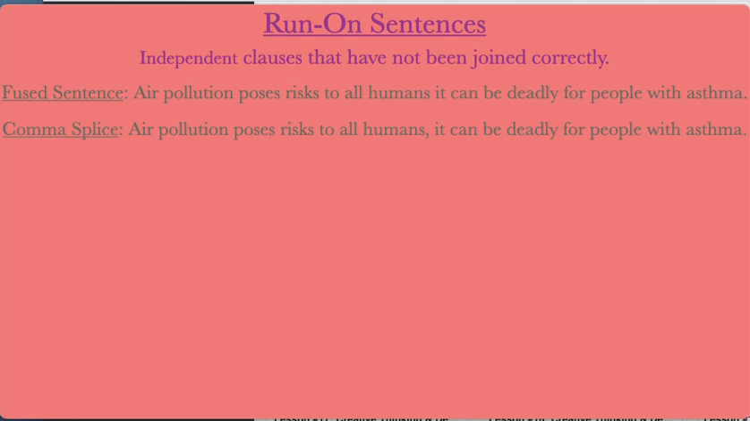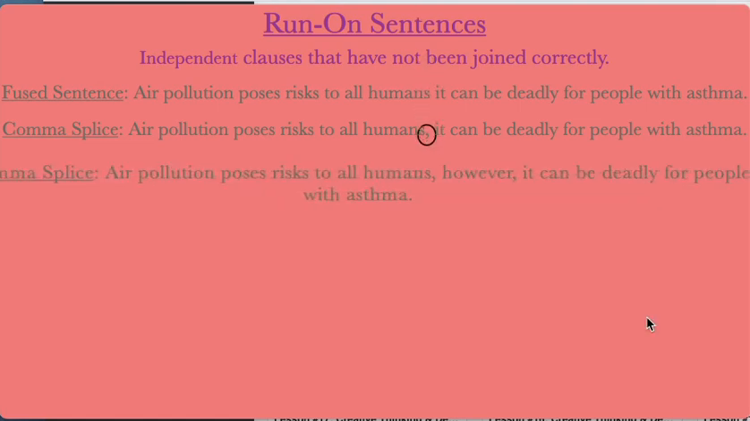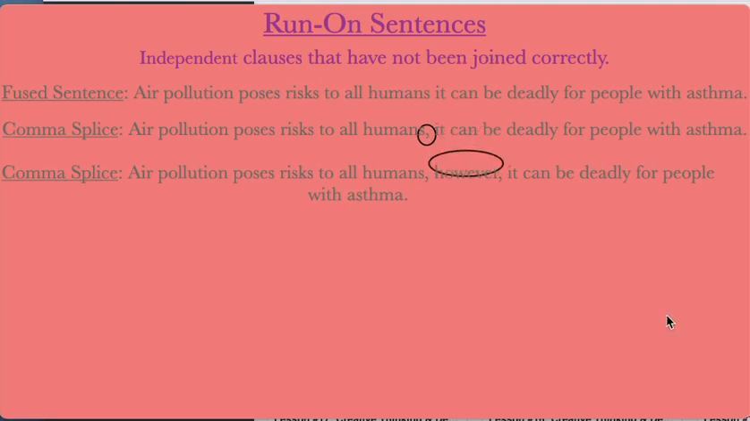Two or more independent clauses joined with a comma, but without a coordinating conjunction. Air pollution poses risk to all humans, comma, it can be deadly for people with asthma. In some comma splices, the comma appears alone, like we see in this case. In other comma splices, the comma is accompanied by a joining word, such as however, and however is not a coordinating conjunction, right? Only the words for, and, nor, but, or, yet, and so are coordinating conjunctions.